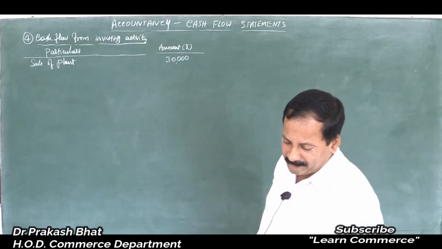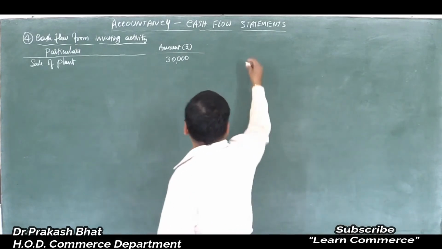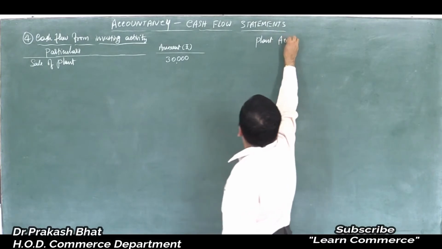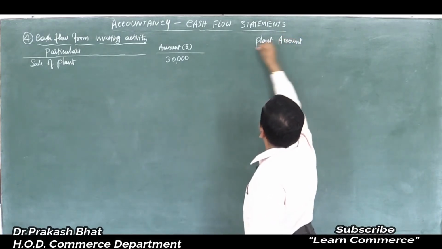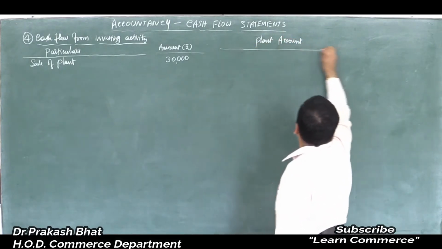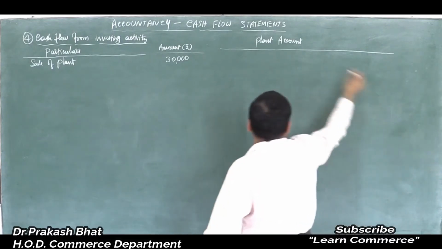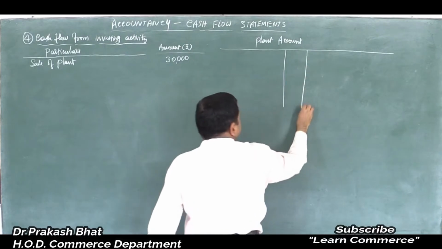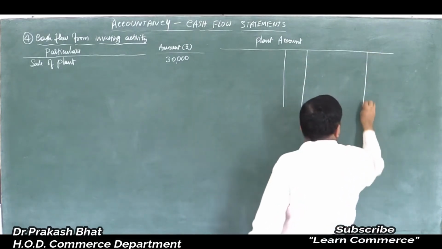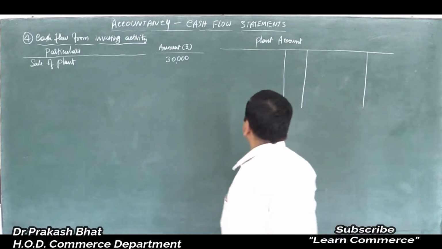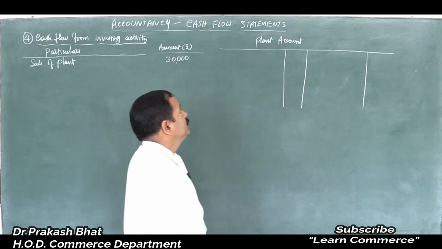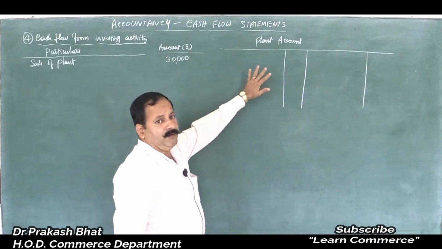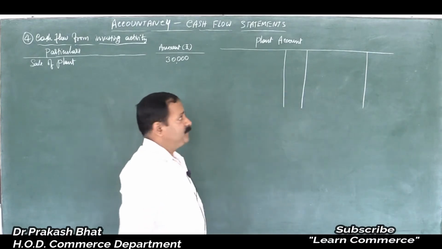So let us prepare plant account. Plant account, I will prepare here. That is a ledger format. Draw the columns. Debit, credit, particulars, JF, amount in rupees on either side, right?